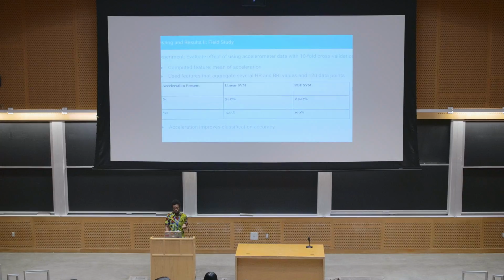So the second was to figure out if acceleration has an effect in terms of the accuracy. And so for that, I computed an additional feature, which was mean of acceleration. And doing that, the accuracy improved from 89% to 100% for RBF, which shows that acceleration improves accuracy, which makes sense intuitively because an increase in heart rate could actually stem from an increase in physical activity rather than stress. So incorporating acceleration information would be useful in having a better accuracy.